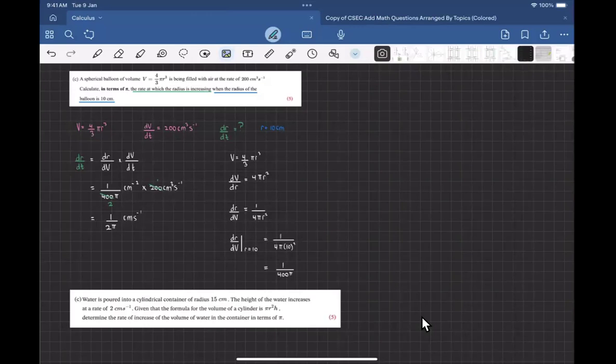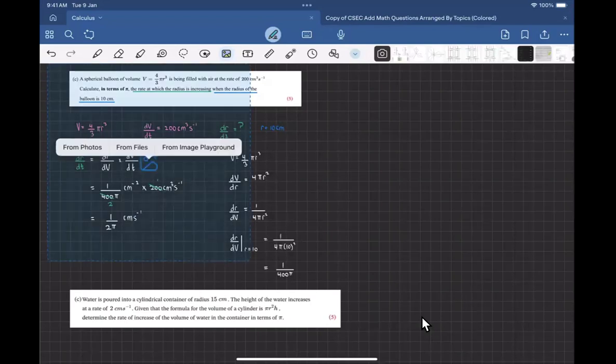Well, I'm gonna do the question quickly. I told the radius was 15. They said the water increases at that rate, so that is dH over dt. dH over dt is 2 cm per second. And they said the volume V is equal to pi r squared H, right? And they wanted to figure out the rate of increase of volume, so dV over dt.